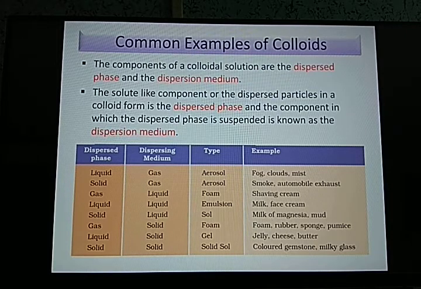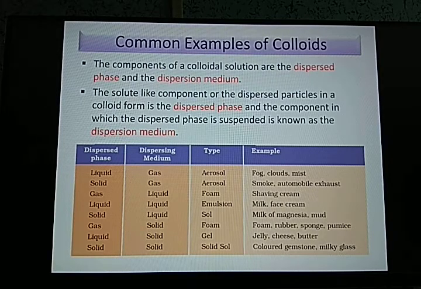Now next, if the dispersed phase is gas and the dispersing medium is liquid, then that type of colloid is called foam. For example, shaving cream. Clear? Then, if the dispersed phase is liquid and the dispersing medium is also liquid, it is called emulsion. For example, milk, face cream.